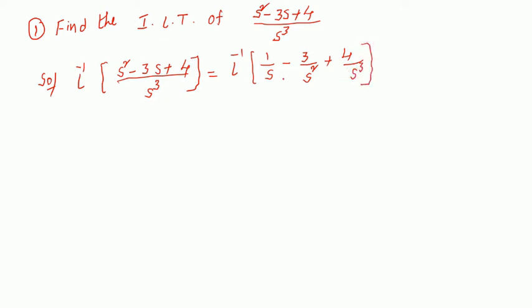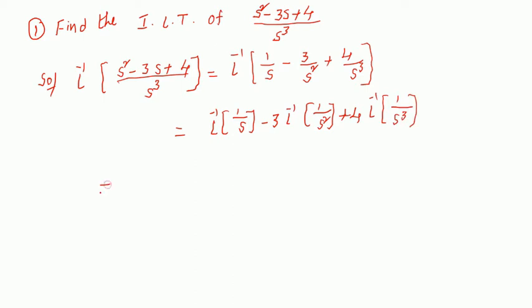Now here the three terms are in the form of addition and subtraction, so we can apply the inverse Laplace transform to the individual functions. At the same time we have to keep the constants outside of the inverse Laplace transform. So we can write L inverse of 1 by s, minus 3, a constant, kept outside, L inverse of 1 by s square, plus 4, also a constant kept outside, L inverse of 1 by s power 3.